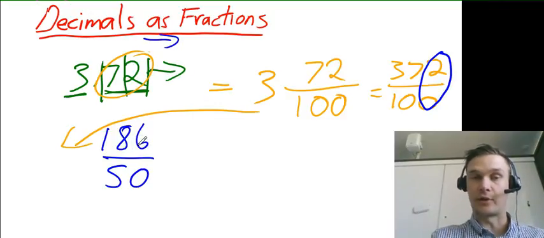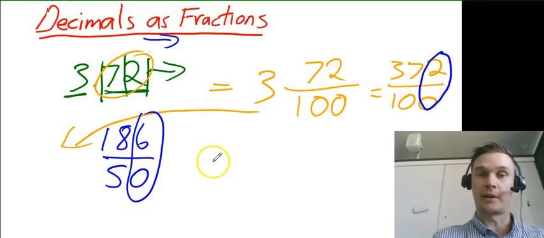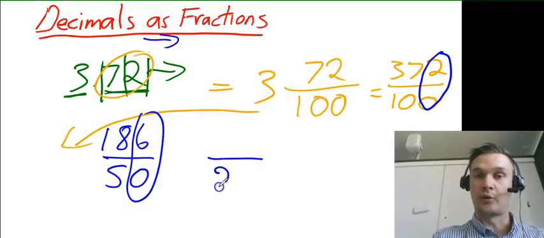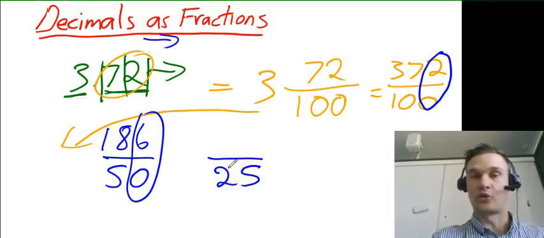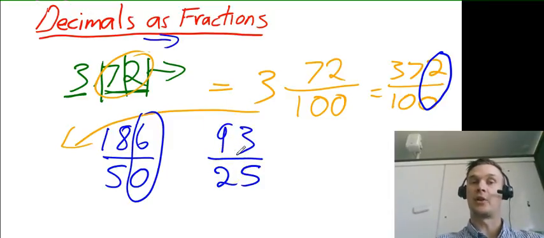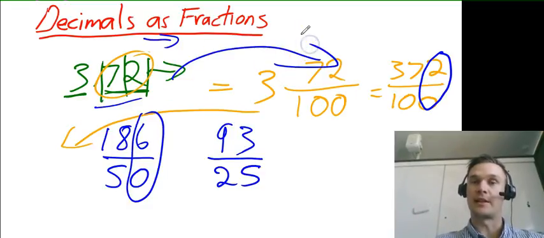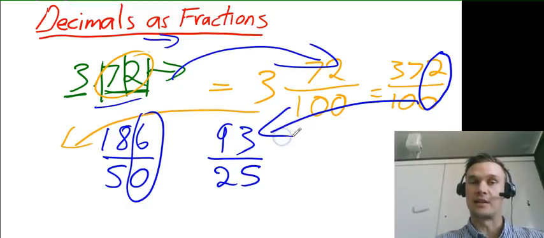Again, I know that I can divide these again by 2 to break it down even further, as they both end in an even number. So this will now become over 25, and our answer should be 93 over 25. So that's how we turn a decimal into a fraction. Make sure you remember that step, and then you also always need to simplify.